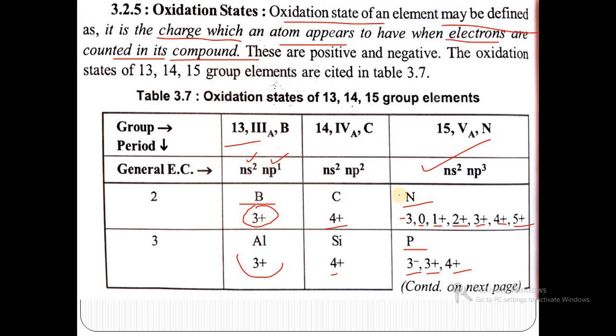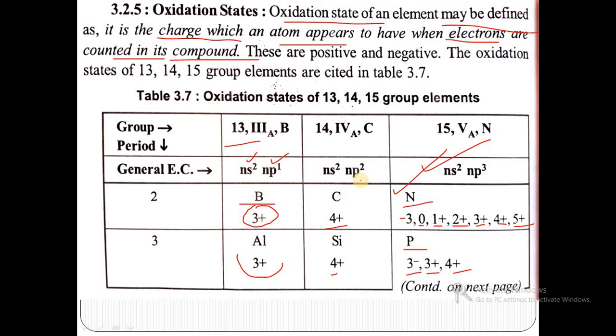So concentrate on the oxidation states. Nitrogen shows variable oxidation states because nitrogen is available in various forms, such as ammonia, and in other compounds such as N2O5. Various forms of nitrogen are available, so nitrogen shows variable oxidation states.